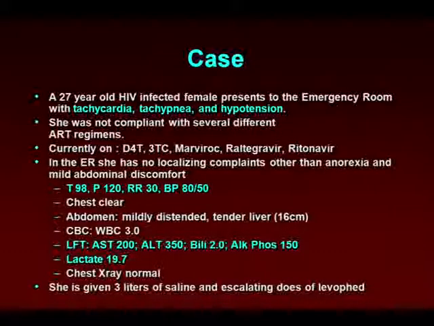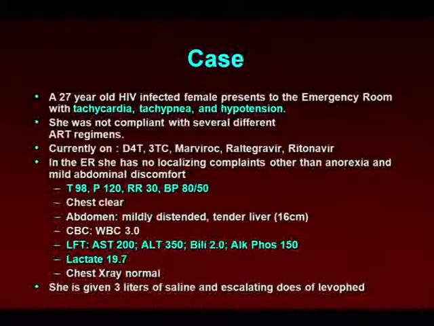In the ER, she has no localizing complaints, but she has a low-grade fever, not much of a fever, but she's tachycardic, she's hypotensive, she has a tender abdomen, particularly over her liver, which is large. Her liver function tests are a little bit high, but her lactate, I think in your handout it says 9, but it's 19.7. She's given saline and Levophed.